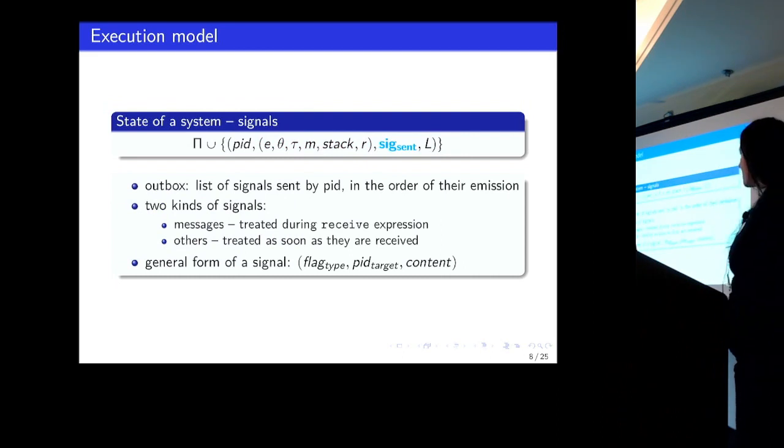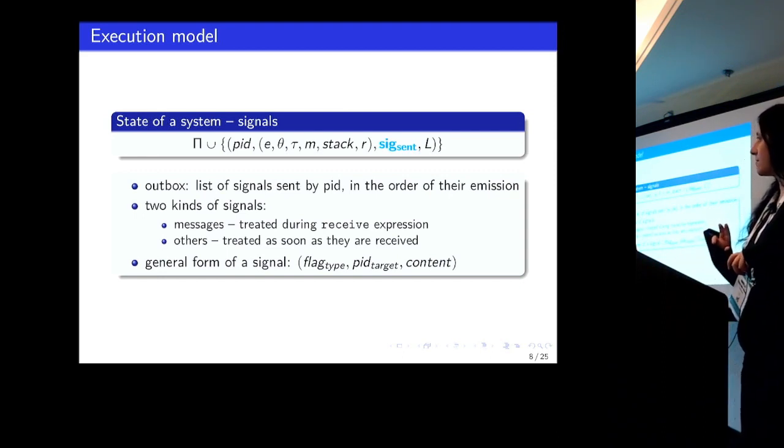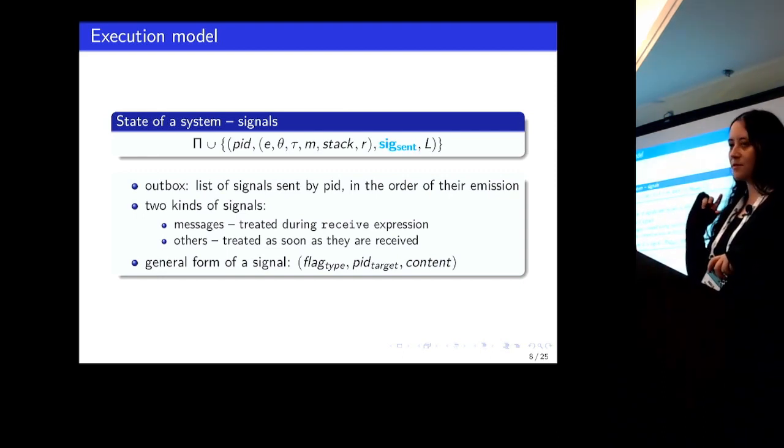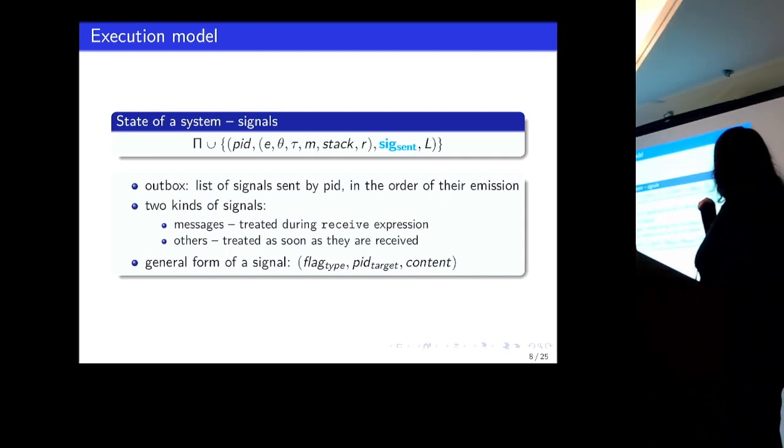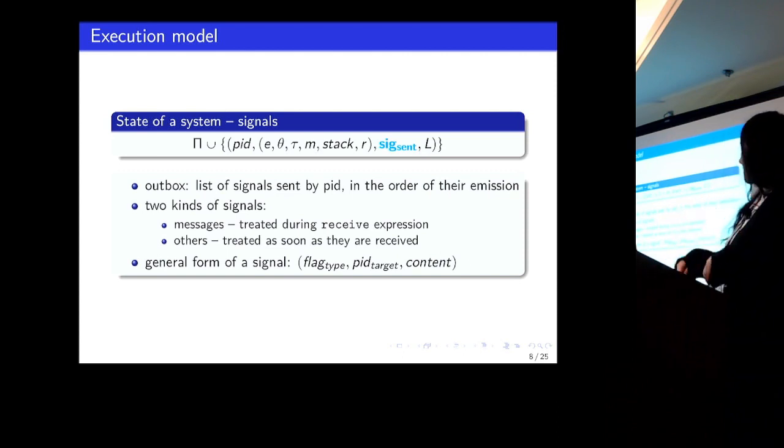The third element is Send, which is an outbox, a lot like the outbox of the medium-step semantics of Caballero. In our model, it's a list of signals sent by the process of identifier PID, and the list is in the order of these emissions.